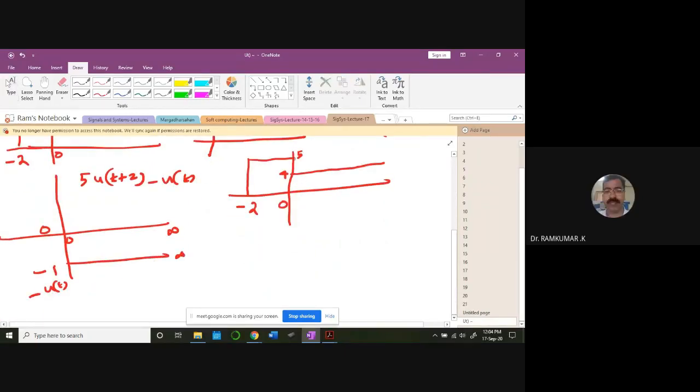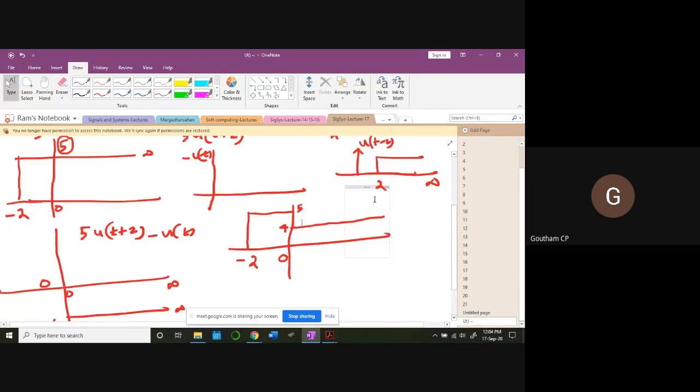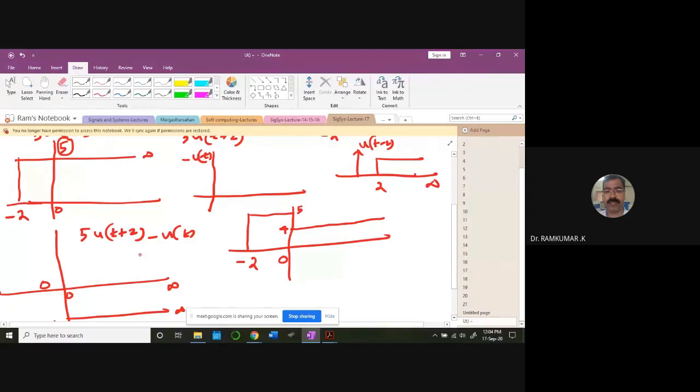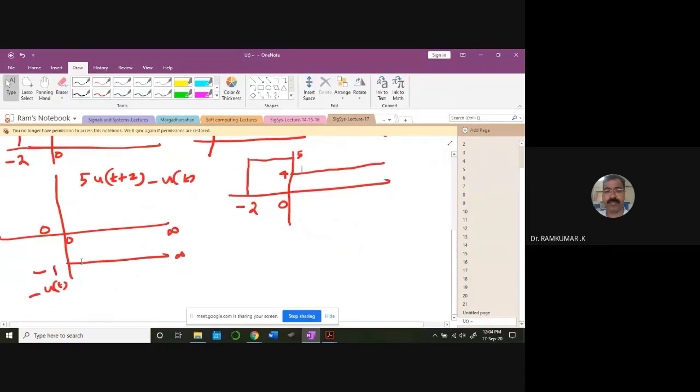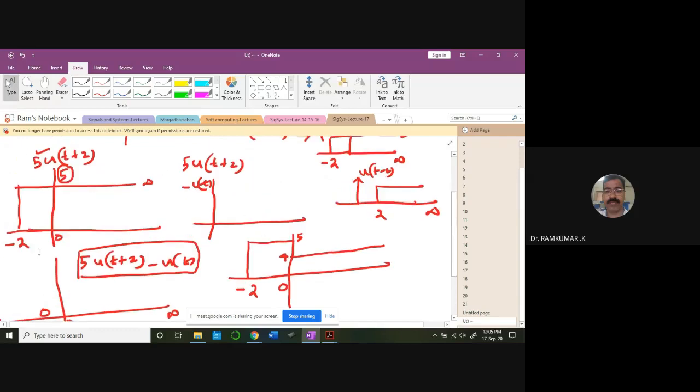Naturally, it goes from minus 2 to 5, 5 to 4. It goes on like that. Is it all right? Sir, minus 2 to 0 again? Minus 2 to 0, there is no signal existing. You are adding these two signals only. The u of t signal is not existing below 0. Okay, there's no signal here. So from minus 2 to 0, whatever signal is existing here, you put that. Minus 2 to 0, 5. 5 is there, is it not?